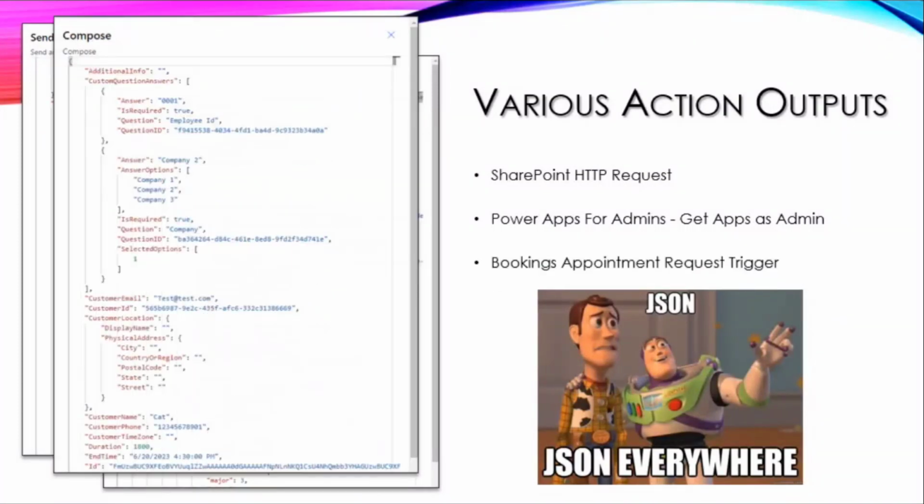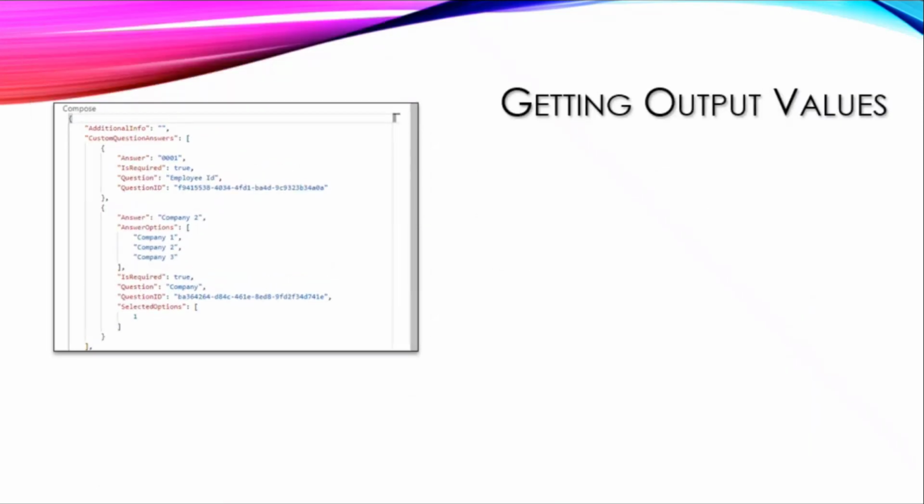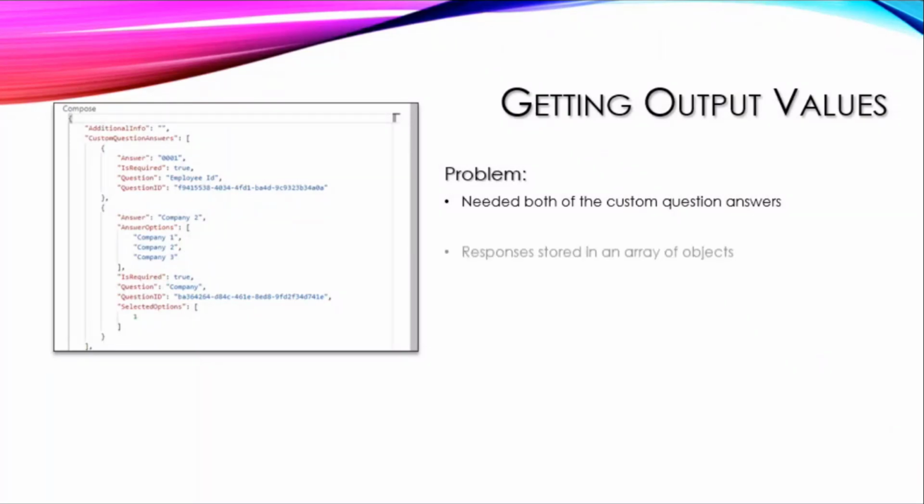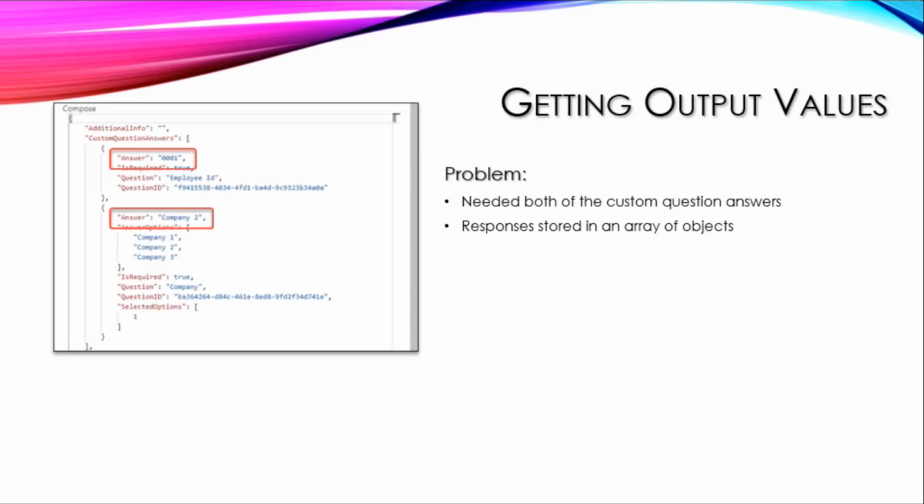So the reason for my presentation, or the little bit of background about this presentation, is someone in the community, another good friend of mine, had a bookings request that would come in, and she was trying to get custom question responses back out of it. So this right here is just a compose action that took that trigger body and dropped it in there. But we're going to focus on this bit here, which was getting the output values. Her problem was she needed both of the custom question answers that were included in here. Those responses were stored in an array of objects.